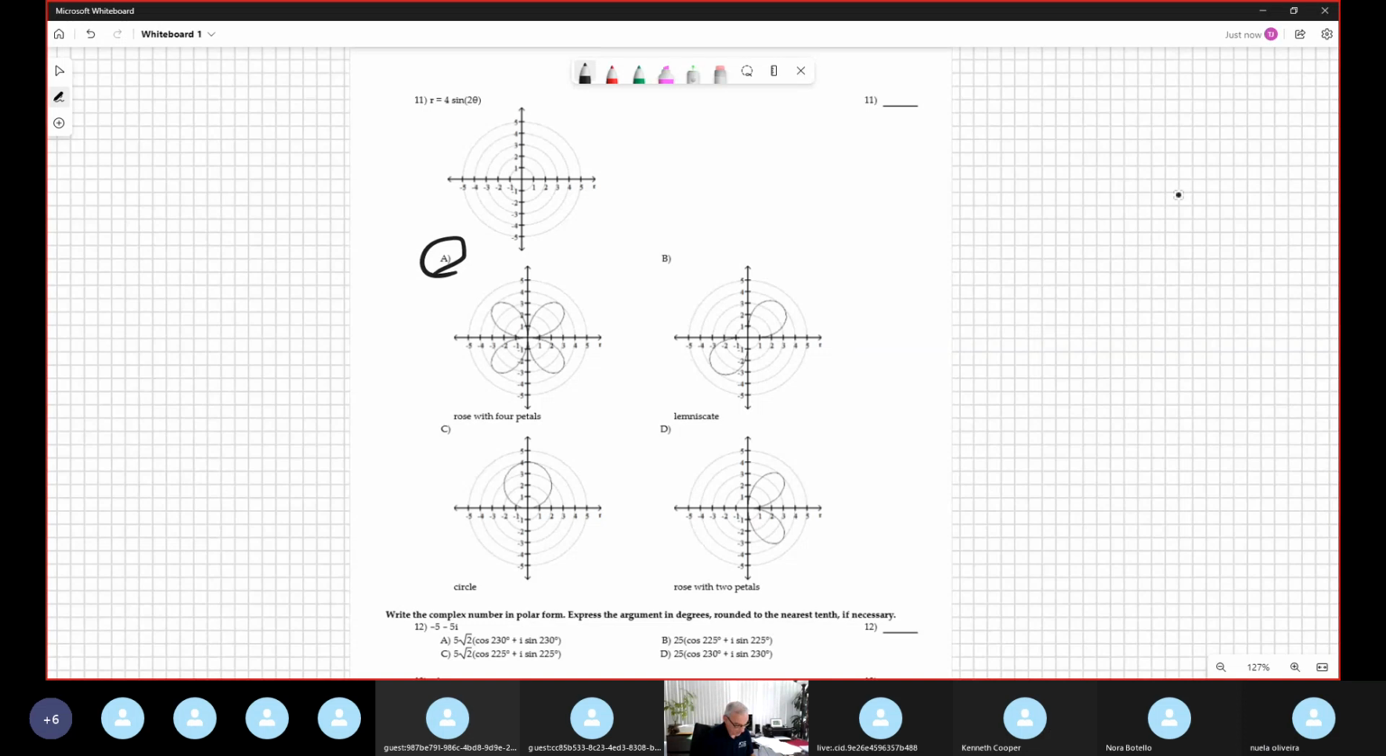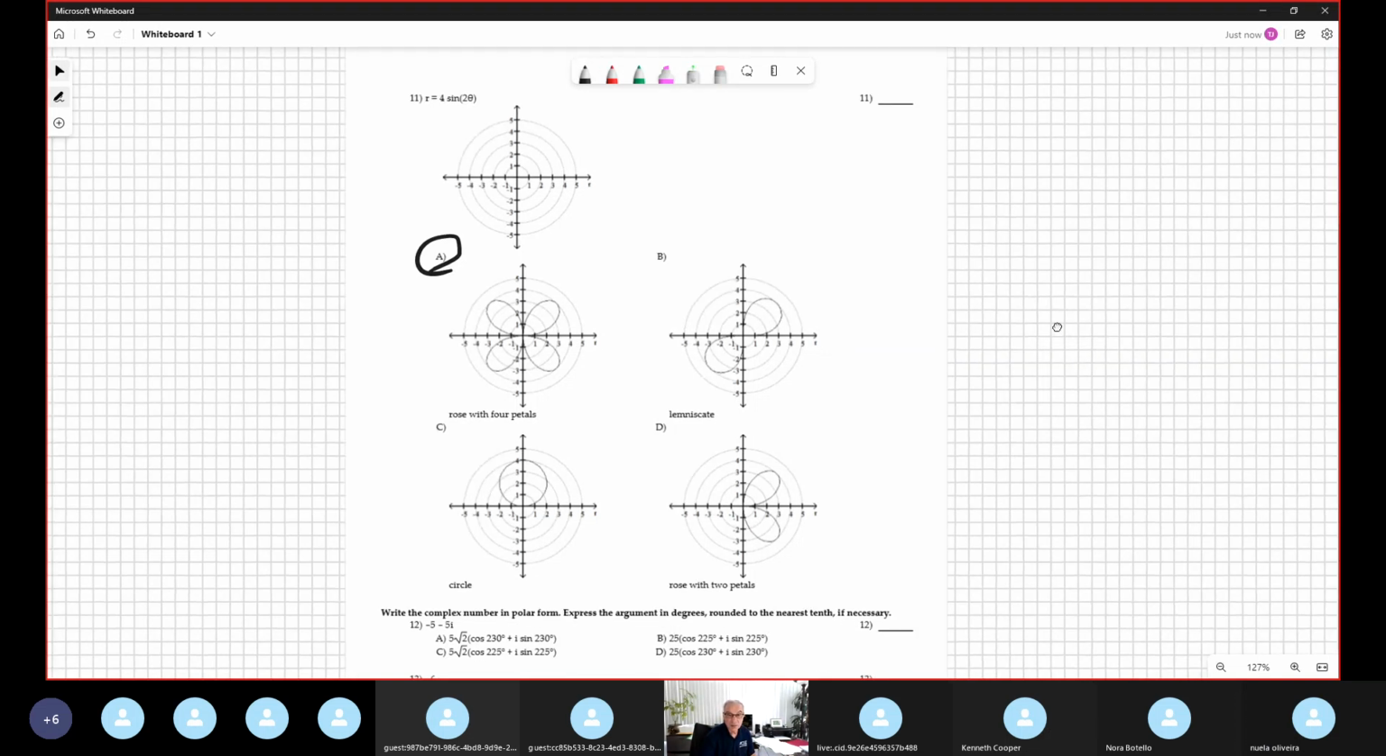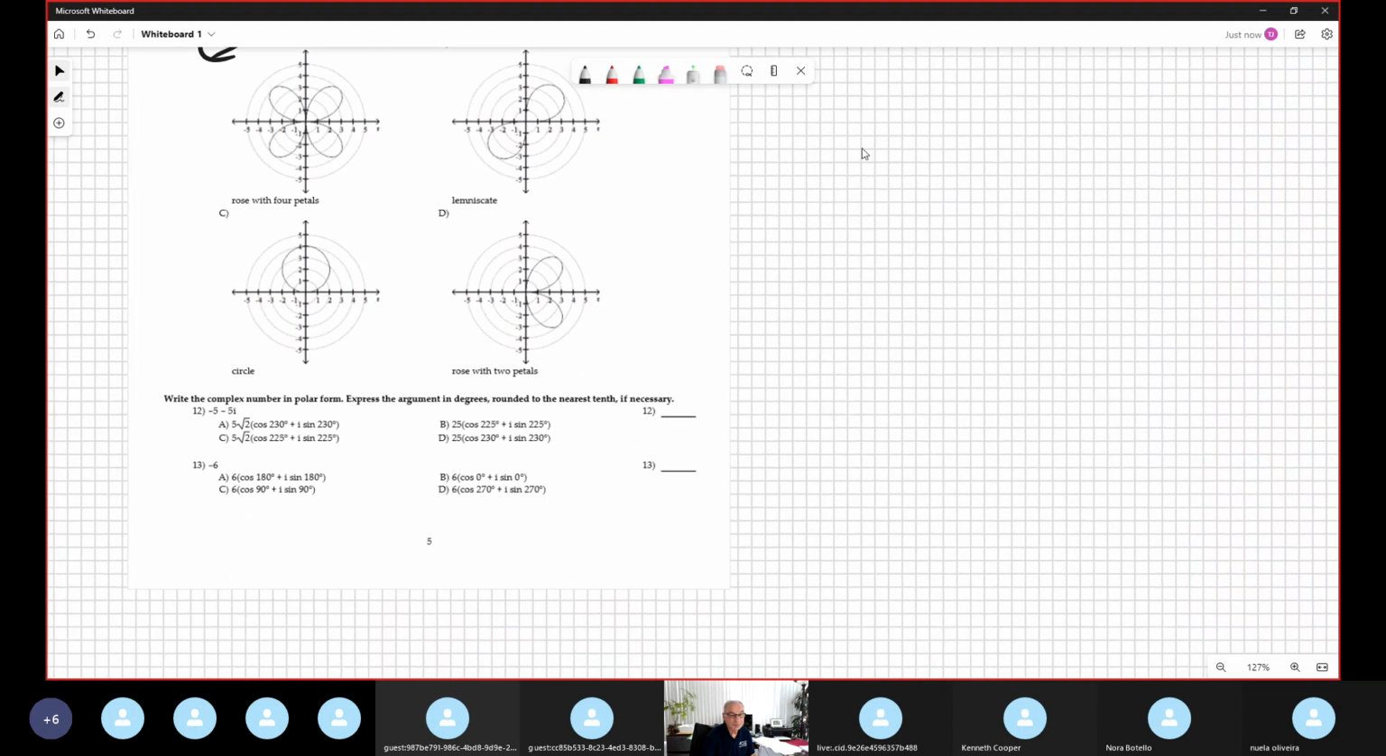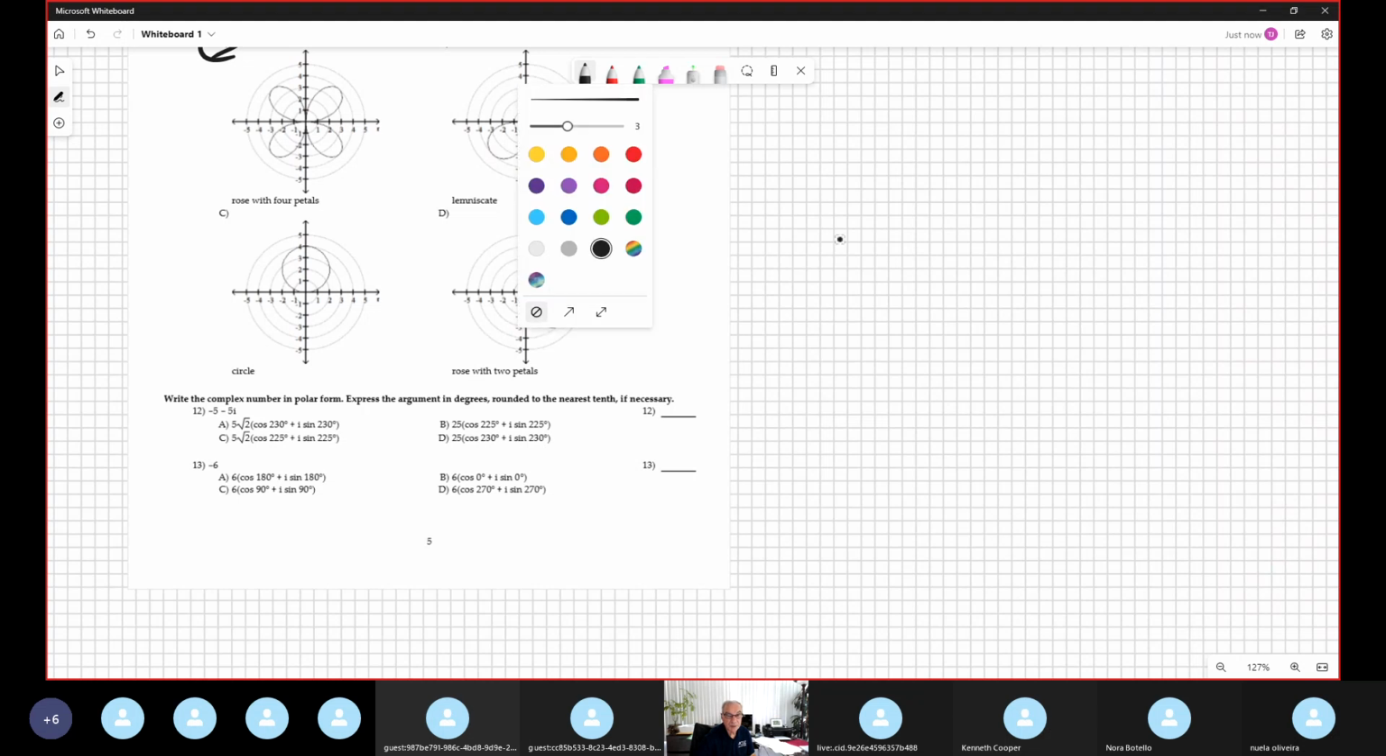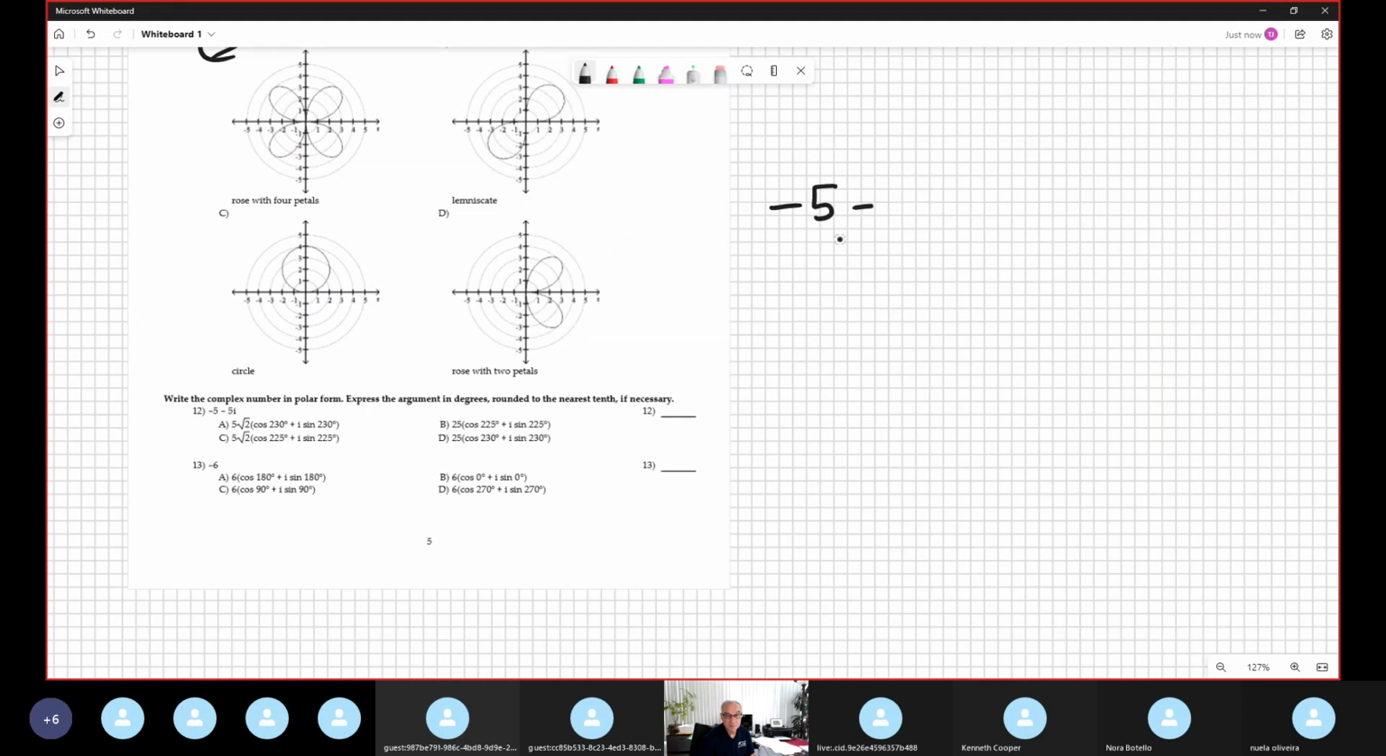Okay, let's move on to another topic. It's about complex numbers, complex and polar. Number 12 says, write the complex number in polar form. It's given in rectangular form, negative 5 minus 5i. I would like you to write it in polar. Polar, remember, is r times cosine theta plus i sine theta.